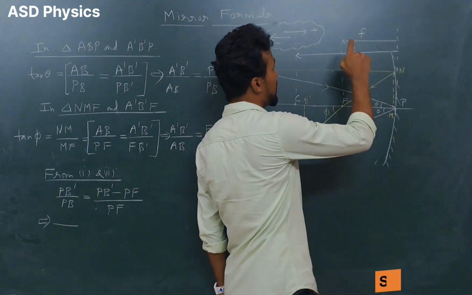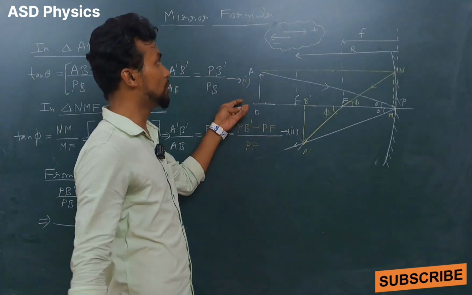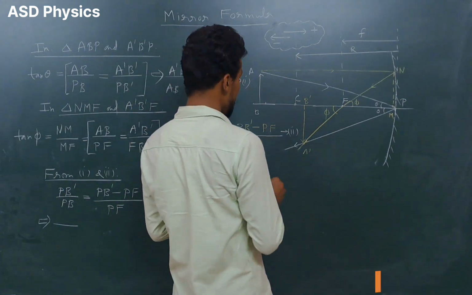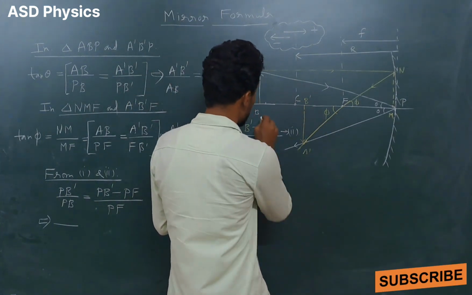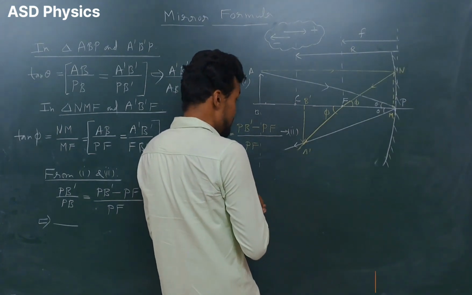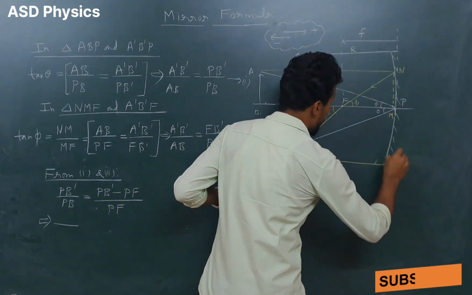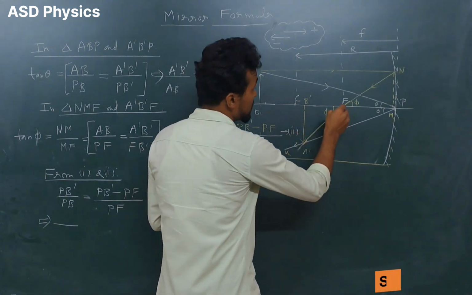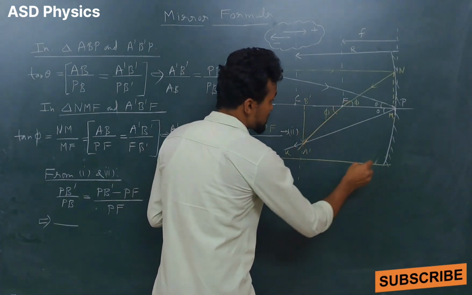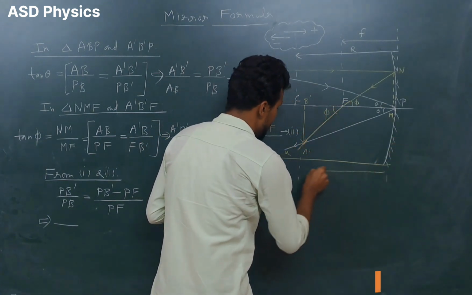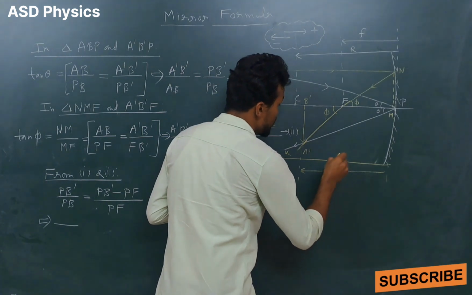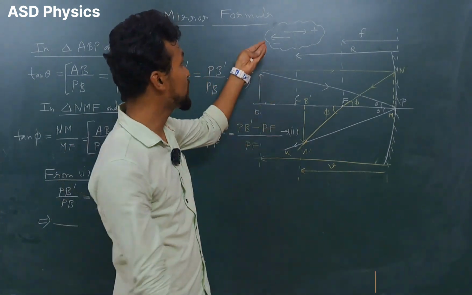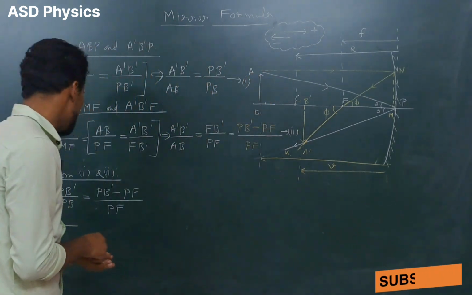F is negative, R is negative. Where is the object? Object is here. So the object is given by which length? Let me write here. The pole to the object distance is given by U, and the pole to the image distance is given by V. And you can see here, this U and V will also be negative according to the sign convention. So we'll write all the things with sign convention.